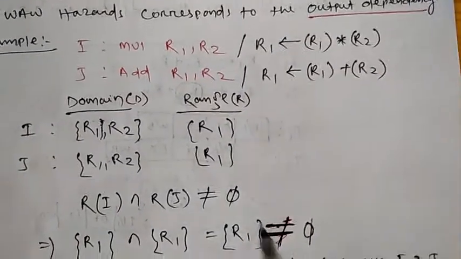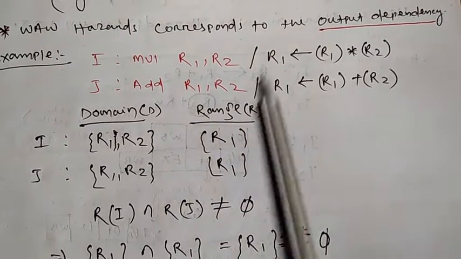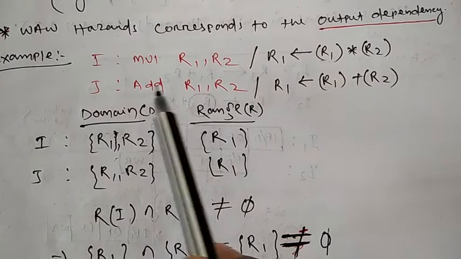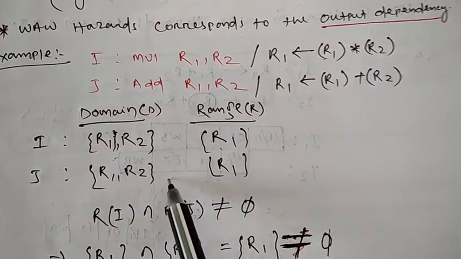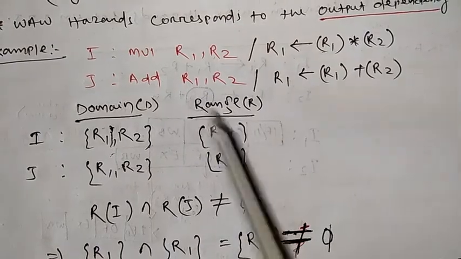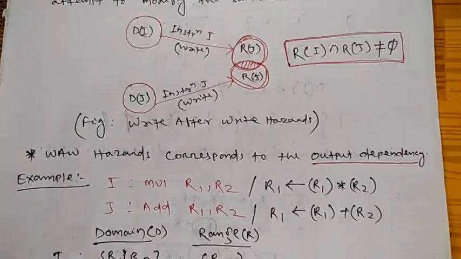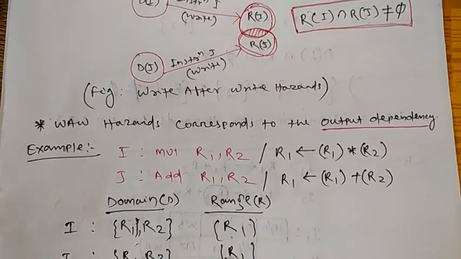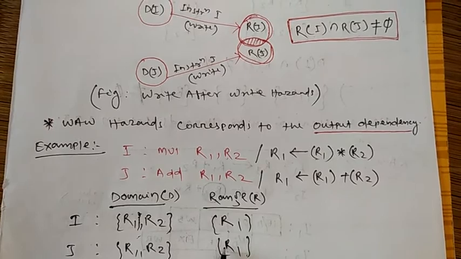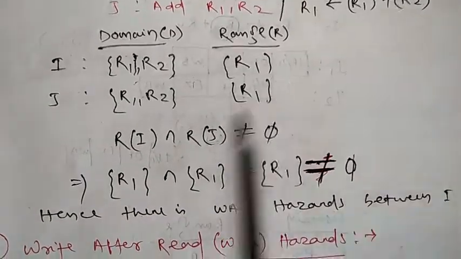So let's come to the example. So what happened here? Domain. So let's find the domain and range. Instruction I domain is what? R1 and R2, and j instruction domain is what? R1 and R2. Range of I is what? R1, and range of j is also what? R1. So as per the formula, if the range of I and range of j intersect with each other and it is not equal to null, then it will create hazards. If it is equal to null, then it will not create hazards.